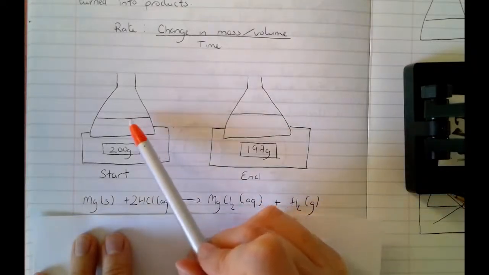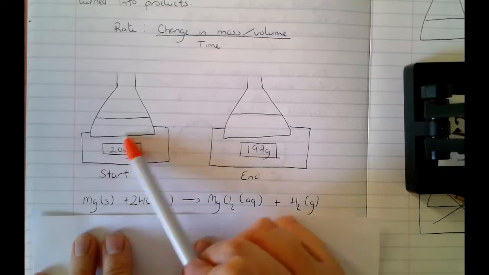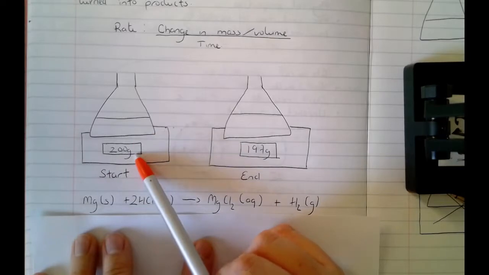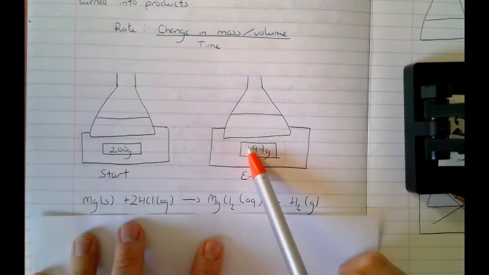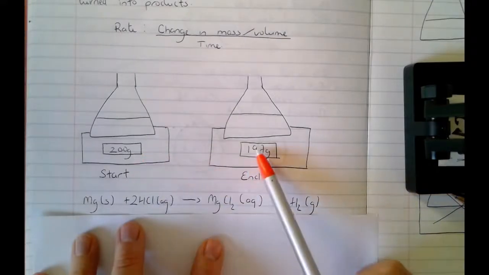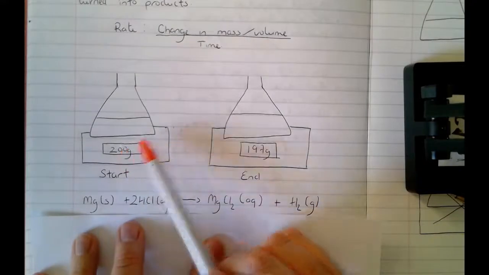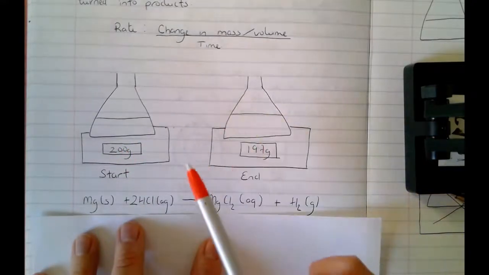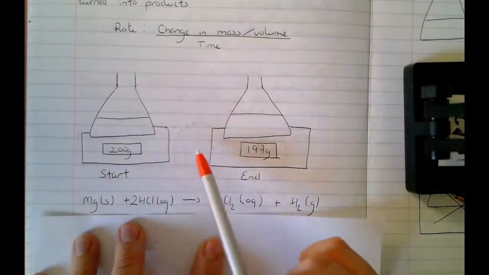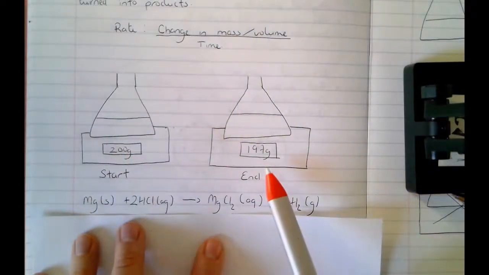If I start by putting my conical flask on a mass balance, I can see that at the start of my reaction, the total mass is 200 grams. At the end of my reaction, I don't have 200 grams anymore. I now have 197 grams. From the start of the reaction to the end, there has been a change of 3 grams. By using the mass balance, I can record the change in mass over the course of the reaction.